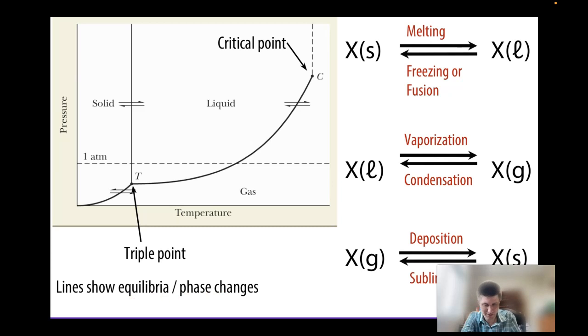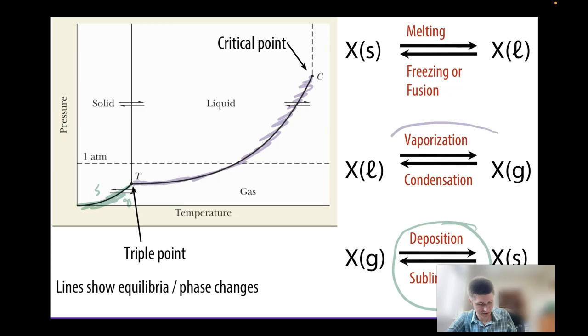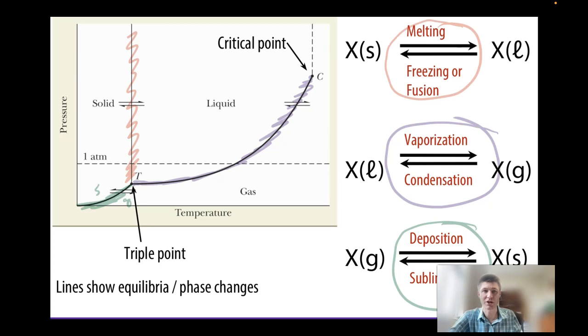So on this diagram, maybe I'll label this in green. This green line here is the solid-gas equilibria. So the green line is where these two phase changes occur. Then if I keep going, I have this line right here. This is the liquid-gas equilibria line. That's where these phase changes occur, vaporization and condensation. And in the same way, this line right up here, solid to liquid, is where melting and fusion can possibly occur.